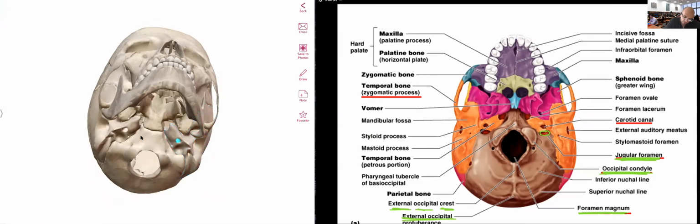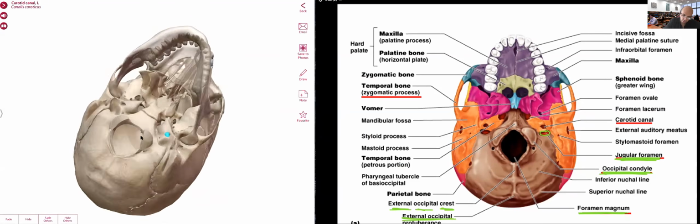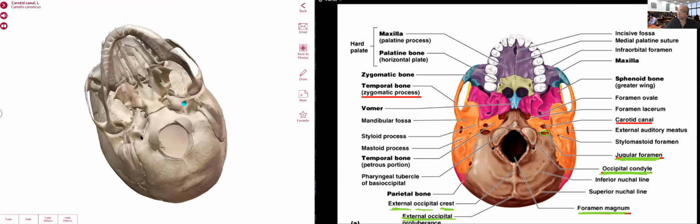What do we call this rounded tunnel? It's the tunnel through which an important artery is going to be traveling, so we're going to name it according to the name of the artery. We call this my carotid canal. Carotid canal. So again, what do we call this rounded tunnel through which the artery is going to be traveling to reach the brain? This is my carotid canal.